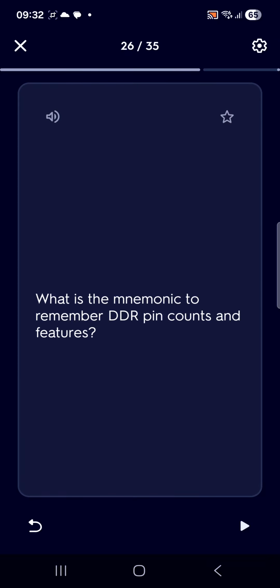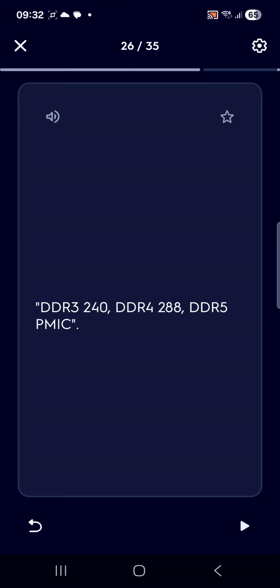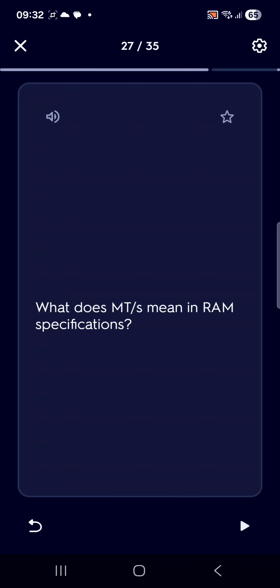What is the mnemonic to remember DDR pin counts and features? DDR3 240, DDR4 288, DDR5 PMIC, Power Management Integrated Circuit.